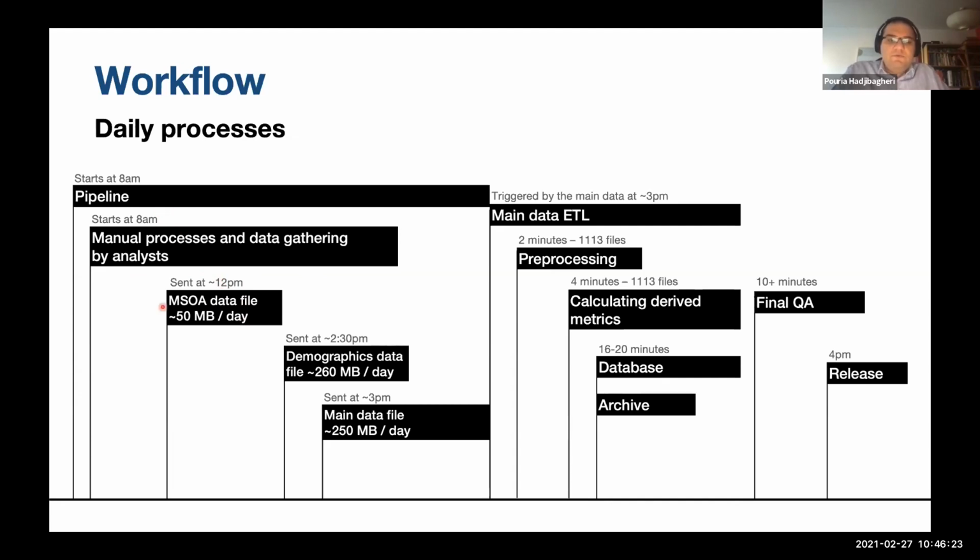And yes, this process continues until around noon, at which point we get the MSOA data file. The MSOAs, for those of you who use the website, are these small areas defined by the ONS that have about 8,000 population in their boundaries, so statistical boundaries as opposed to administrative ones. Yes, so that data is submitted around noon and it starts getting processed. It's quite a lot of data.